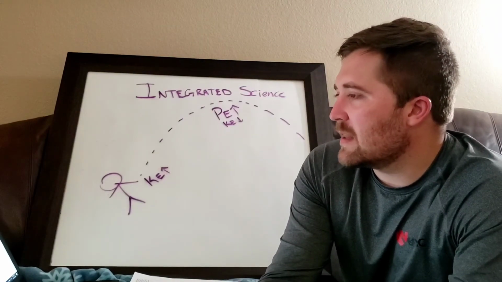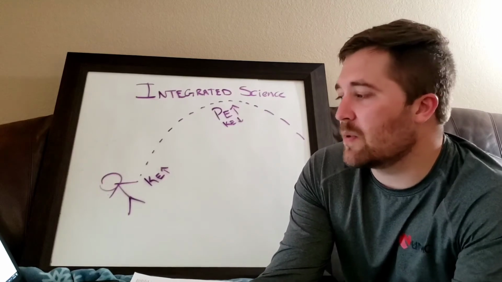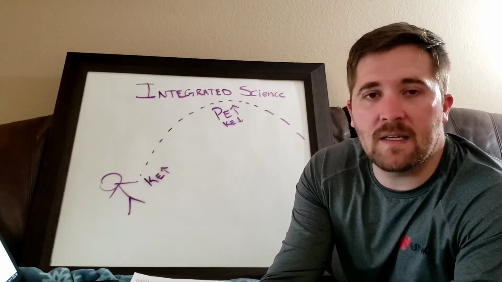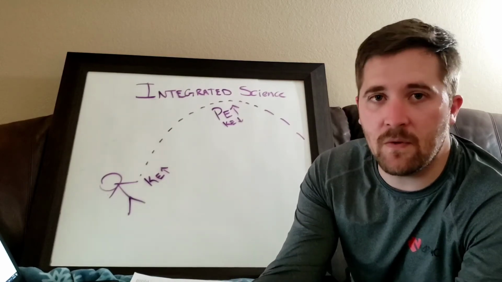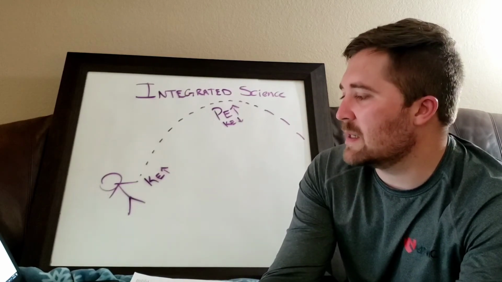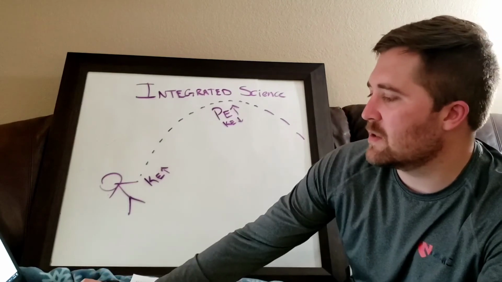Chemical potential energy, that deals with cars, right? Cars are breaking down the chemical bonds in gasoline and using gas. We also gain energy from eating food. Those are just a couple examples of chemical potential energy.